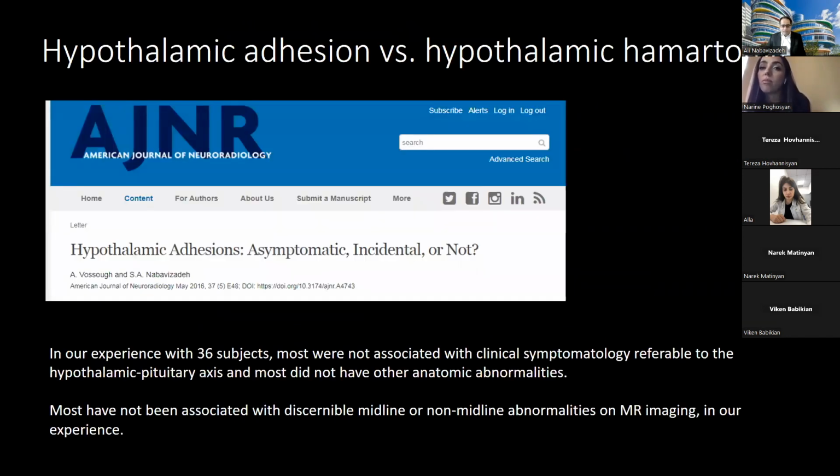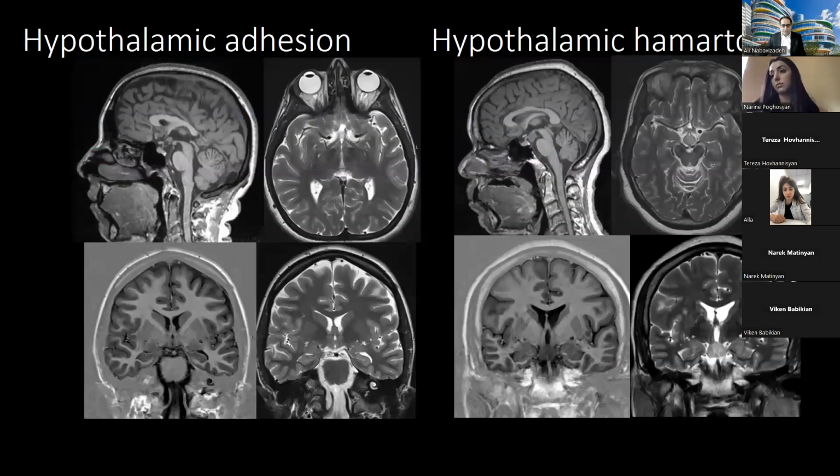This has also been our experience at the Children's Hospital of Philadelphia. We had about 36 subjects, and none of them had any clinical symptoms referable to the hypothalamic pituitary axis or any anatomical abnormalities. So we also concluded that these are most likely incidental lesions.